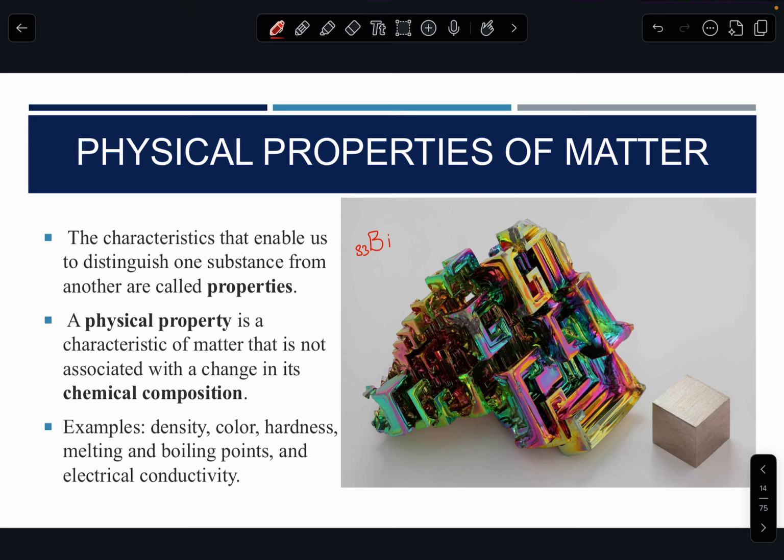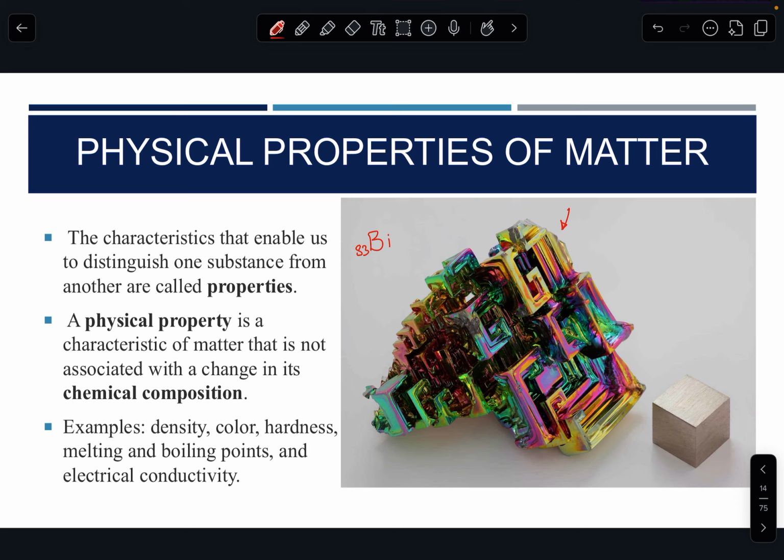And so bismuth will not change. In order to physically define bismuth, we cannot change its chemical composition. So bismuth, when you crystallize it in certain conditions, will make this stair-step formation, and that is one of the physical traits of bismuth.